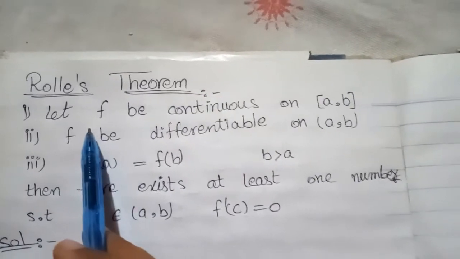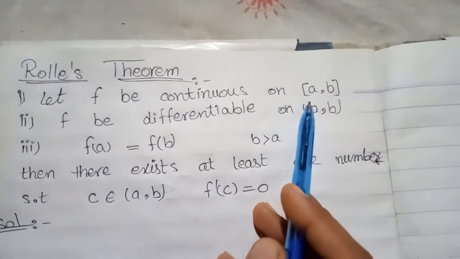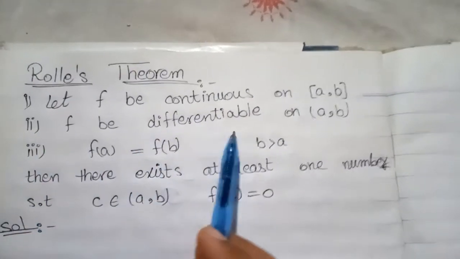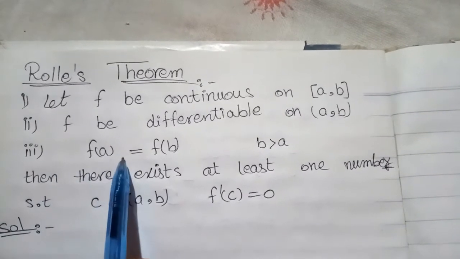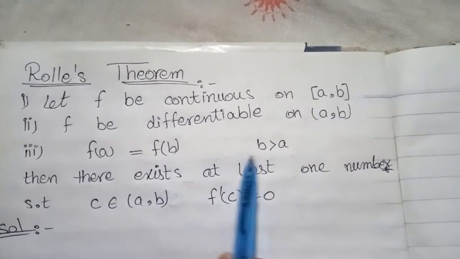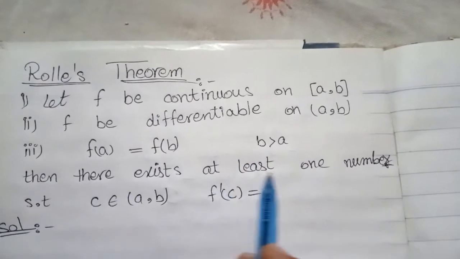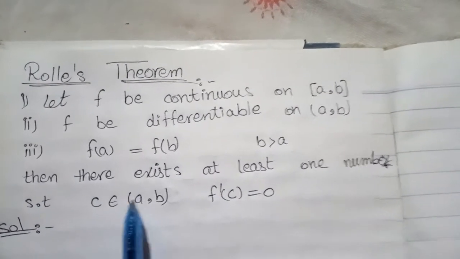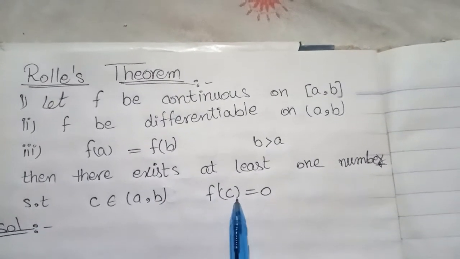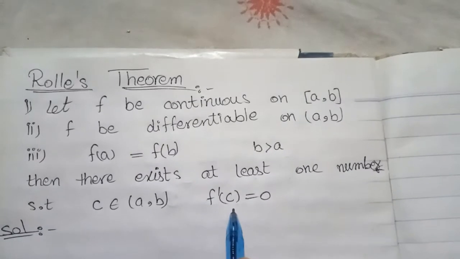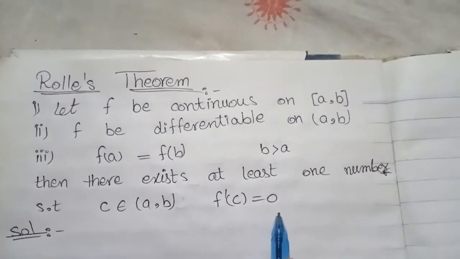According to this theorem, let f be continuous on a closed interval [a, b] and differentiable on an open interval (a, b). And the third condition is f(a) equals f(b), where b is greater than a. Then there exists at least one number c in the open interval (a, b) such that f'(c), or we say the derivative of f at c, is equal to 0.